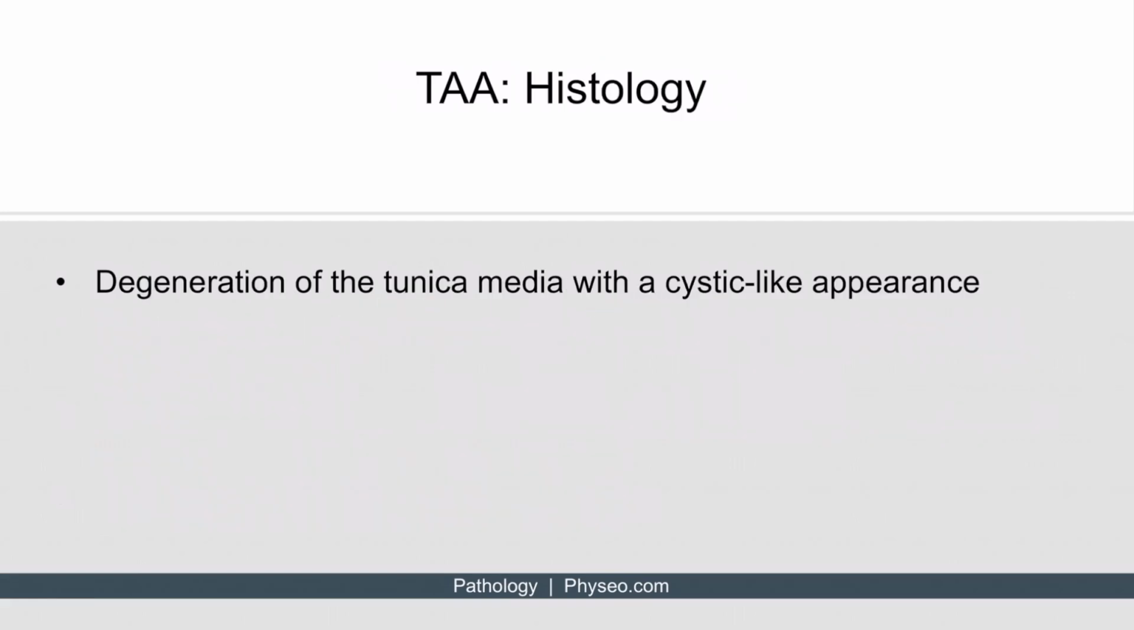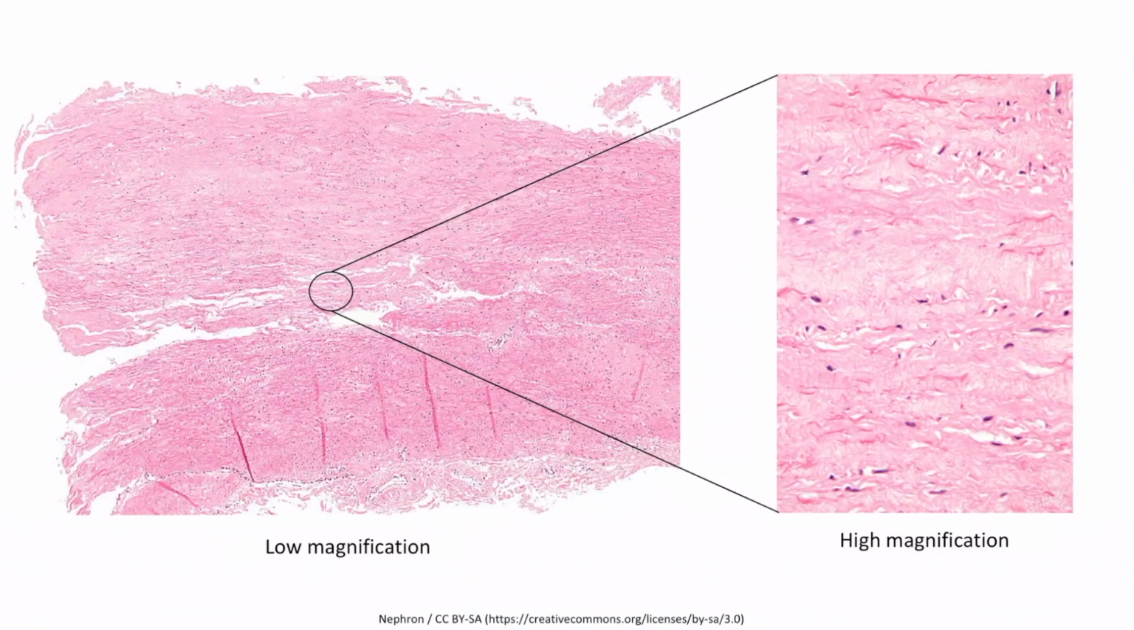When viewed under the microscope, these appear very similar to aortic dissection. In both conditions, there is degeneration of the tunica media with a cystic-like appearance. Again, here is a histological image of the aorta, and we can see degeneration of the tunica media with a cystic-like appearance that has replaced this region.